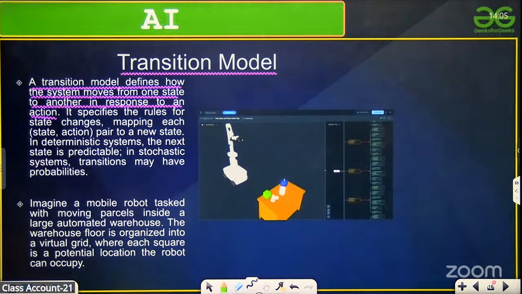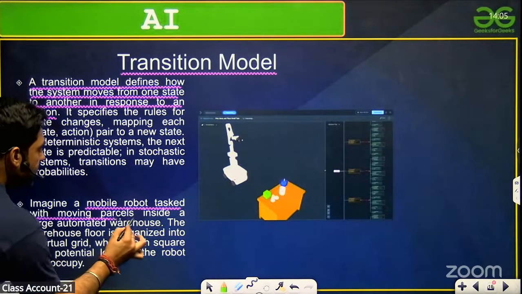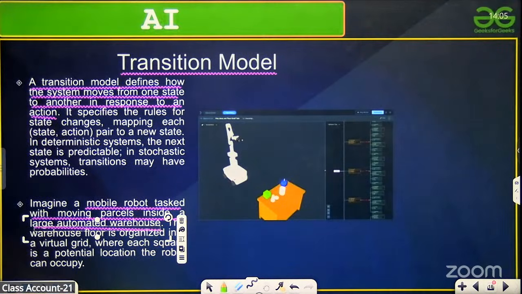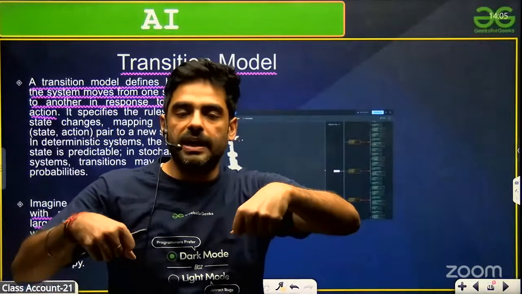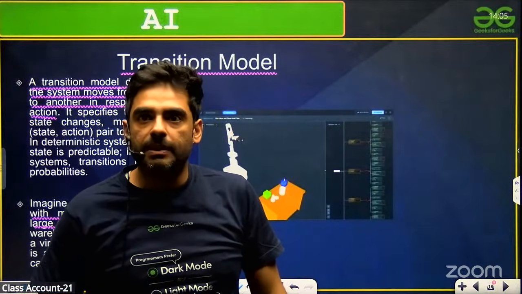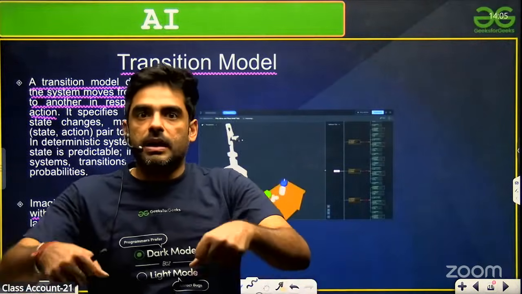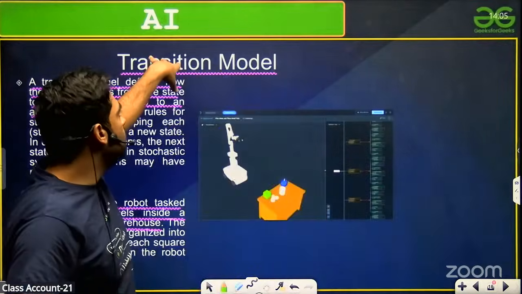तो मान लीजिए कि एक मोबाइल रोबोट is tasked with moving a parcel inside a large automated warehouse. तो अब in the warehouse, floor is organized in a virtual grid. See, basically how a system moves. For example, I am an Uber rider, and now I want to reach from here to here. So what is my transition model?